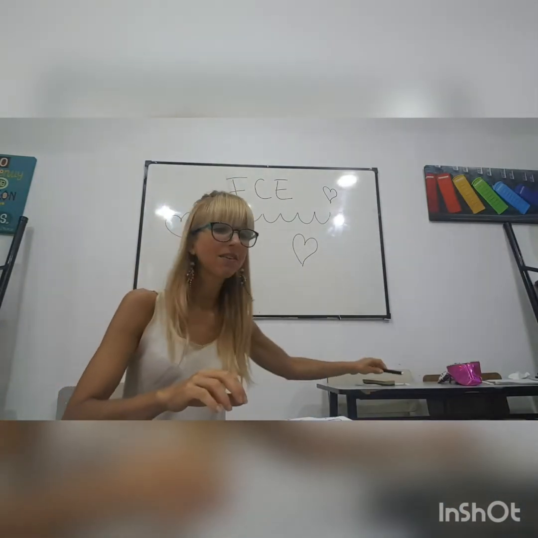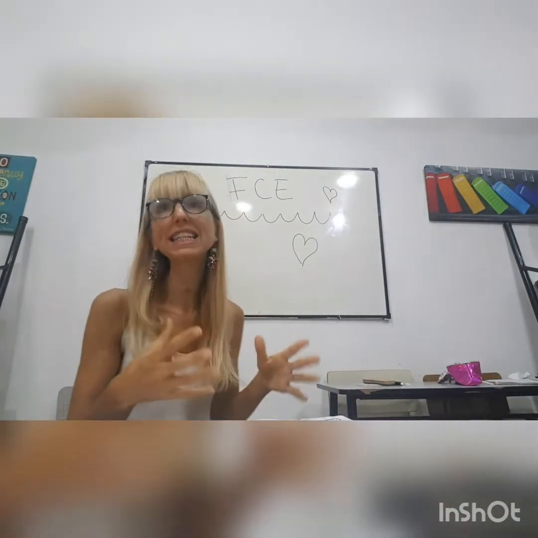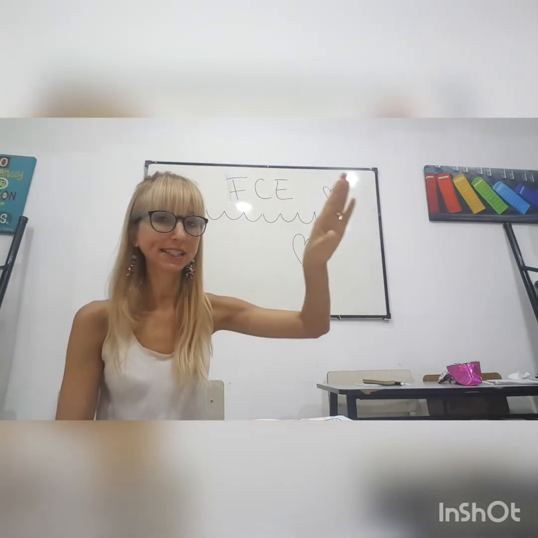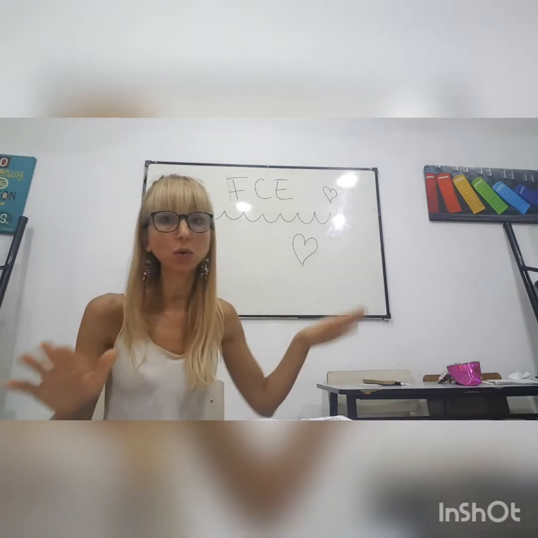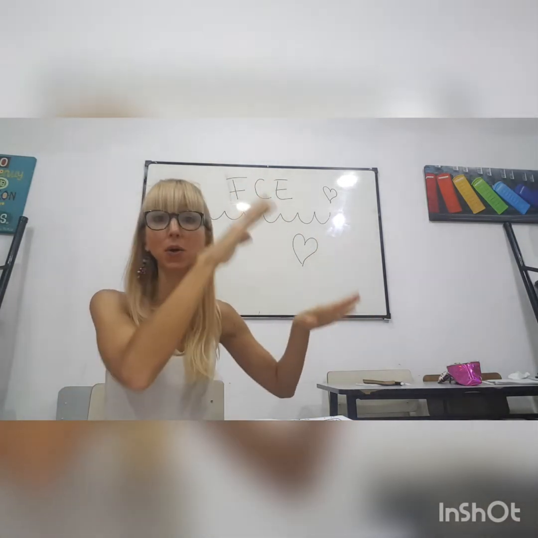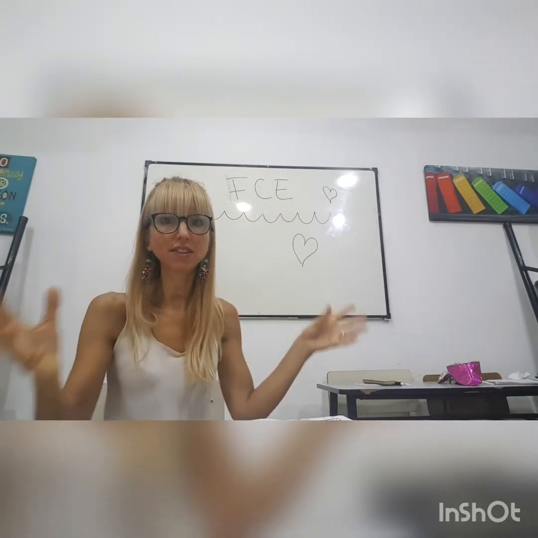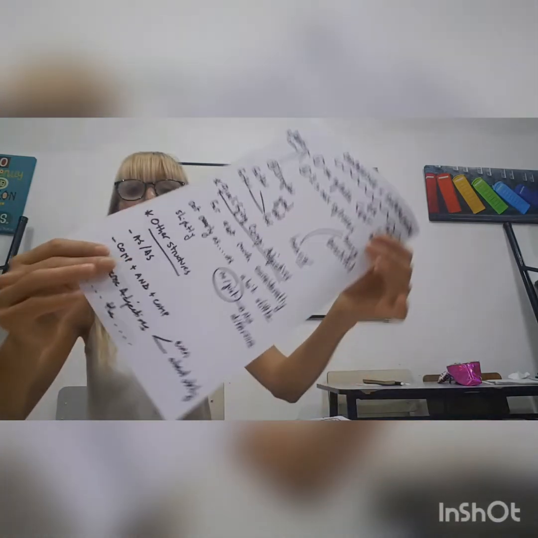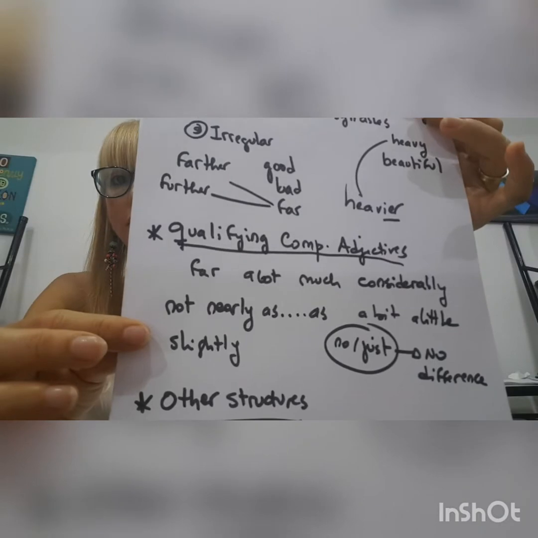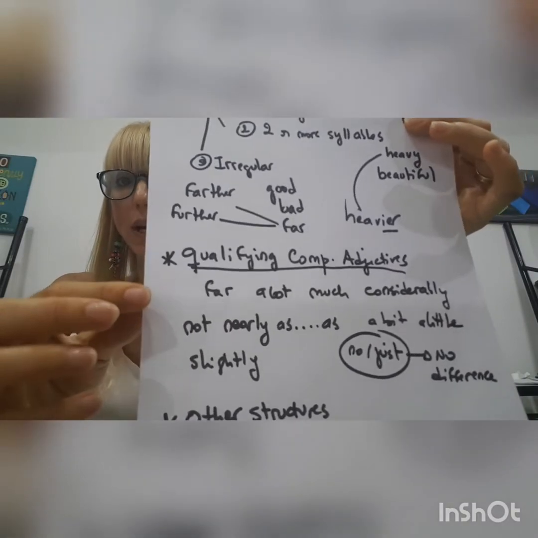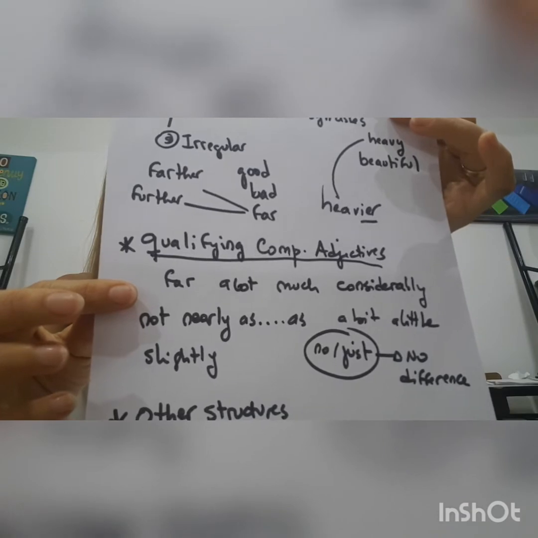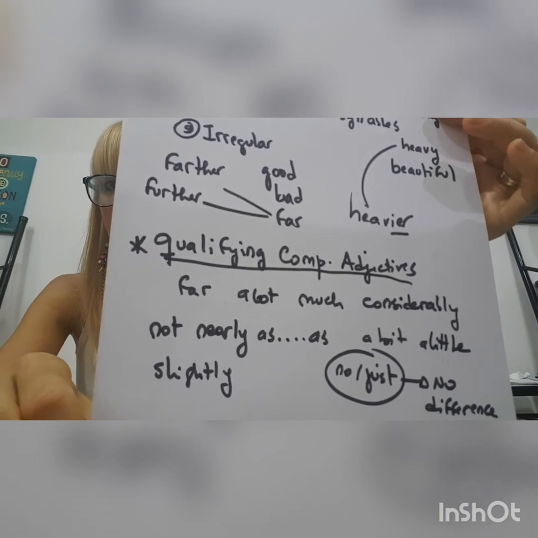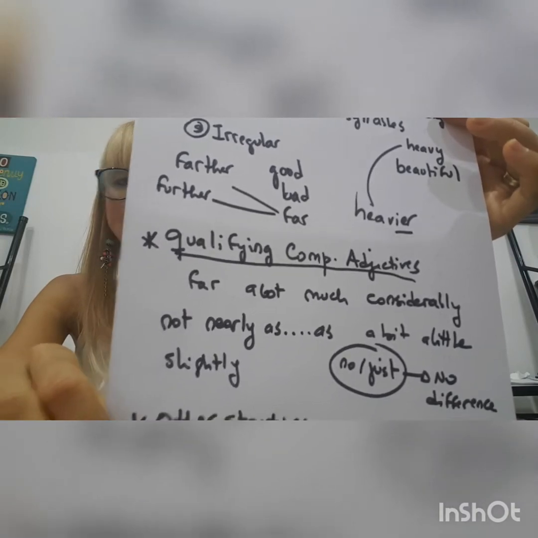Then, qualifying comparative adjectives. If I tell you that Tom is taller than Sue, the only information I'm giving you is that Tom is taller. But I don't know if that difference is a big difference, a small difference, or yes, how much taller he is. So, when we use these words, we qualify the comparative adjectives. So I can use far, yes, far, a lot, much, considerably, yes, to show a big difference.